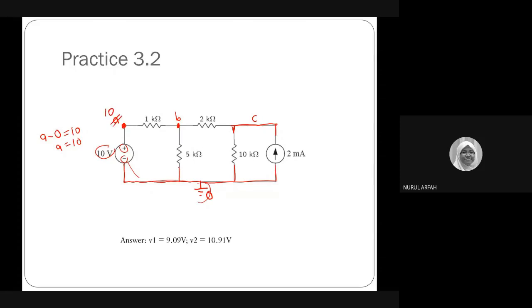Okay, what about B? Do you know any voltage here? The aim is to find the node voltage at each node. So what is B?